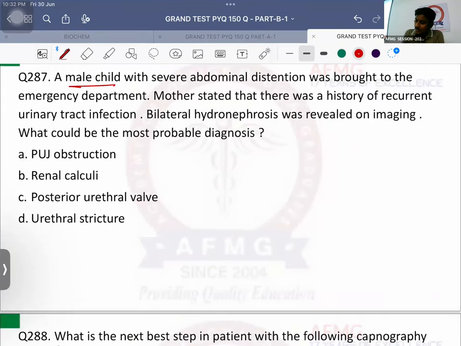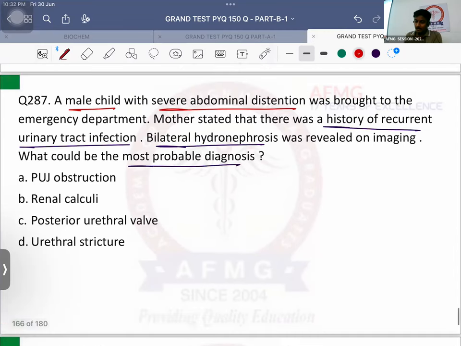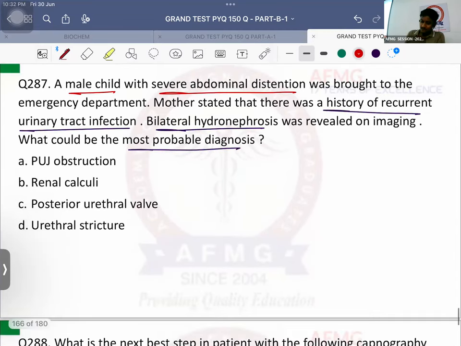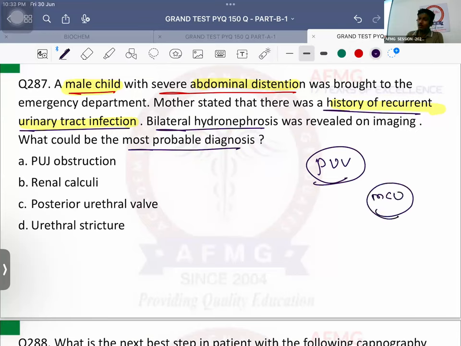287. A male child with severe abdominal distension was brought to the emergency department. Mother stated that there was a history of recurrent urinary tract infection. Bilateral hydronephrosis was revealed on imaging. What could be the most probable diagnosis? Male child. What is the most common obstructive urethral lesion in a male child? Posterior urethral valve. And the investigation of choice is micturating cystourethrogram.